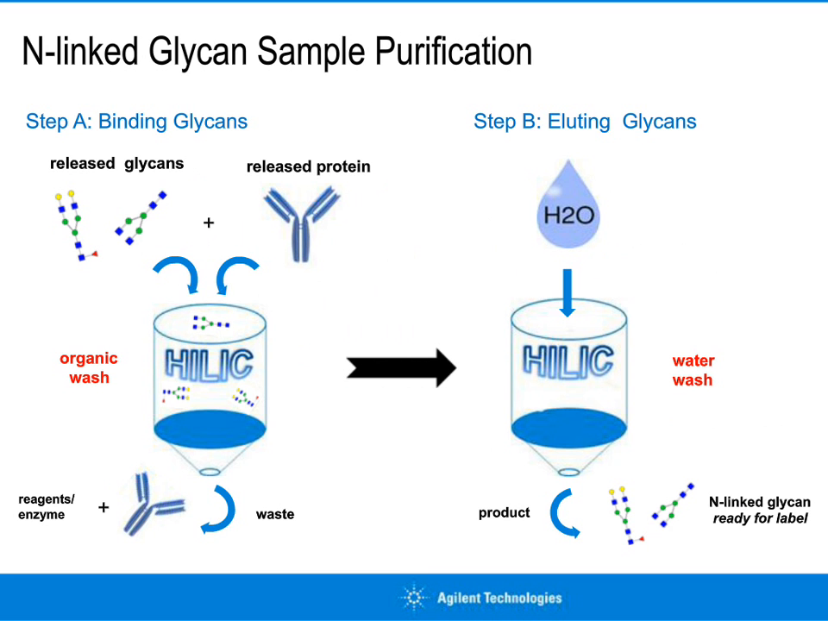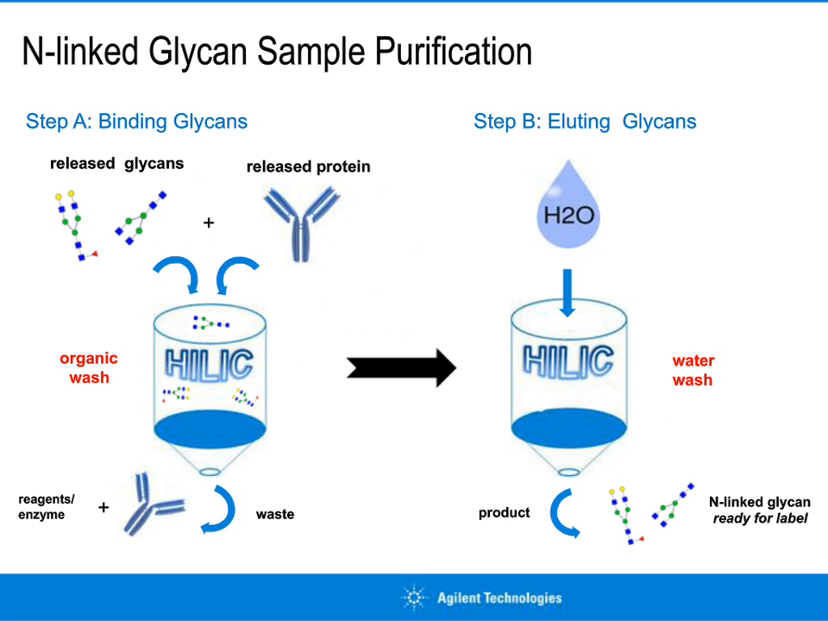This process is shown in step 1 above to the left. In step 2 to the right, the glycans bound by the HILIC sorbent can be isolated for labeling by the addition of subsequent water washes. The water washes release the glycans for collection, and because no polar reagents were used during deglycosylation, they are now very clean for the fluorescence labeling steps.